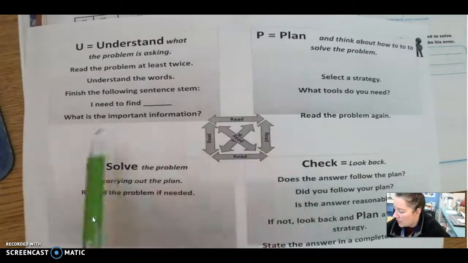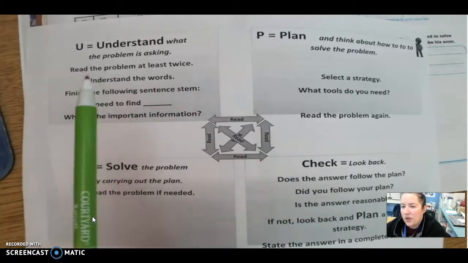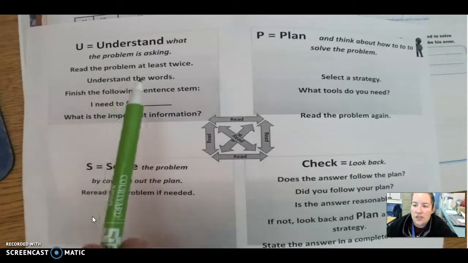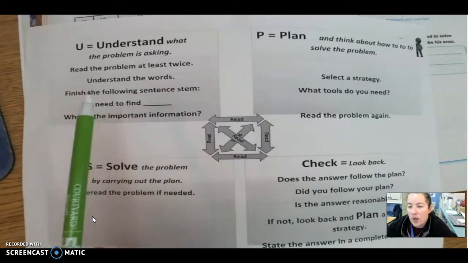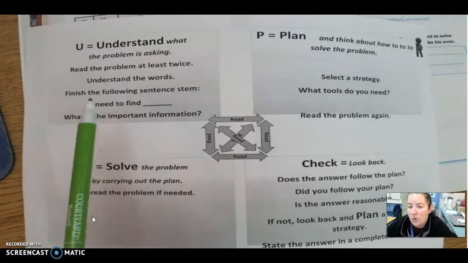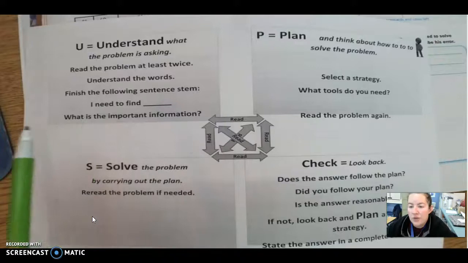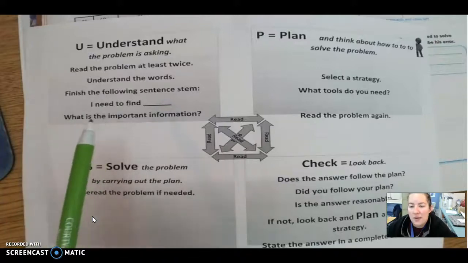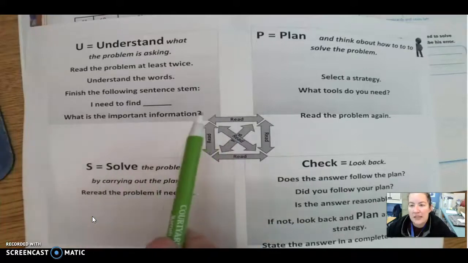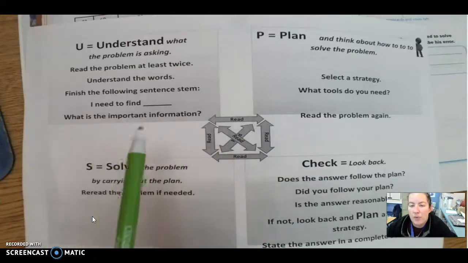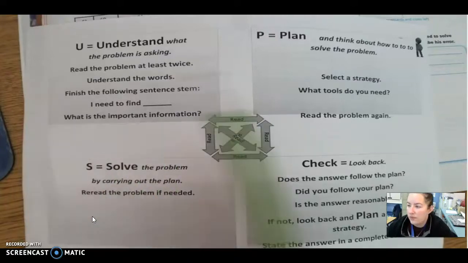So UPS check. The U stands for understand. We're going to ask ourselves, okay, what is the problem asking us? We're going to read the problem at least twice. We're going to try to understand the words of the problem, and we're going to try to finish the following sentence stem: I need to find blank, right? What's the question asking us to find? And what is the important information in the text that we are reading or listening to?